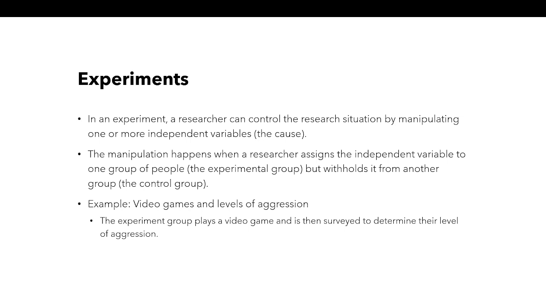So as the researcher, I'm assigning one group, the experimental group, to play the video game and determine their level of aggression. The control group, on the other hand, does not play the video game, but is still surveyed to determine their levels of aggression. In order for us to research this idea that playing video games increases levels of aggression, we have to have a group that doesn't play video games, our control group, and a group that does play video games, the experiment group.